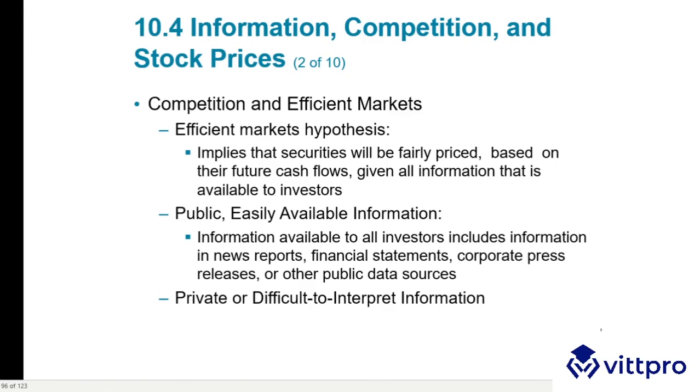The efficient market hypothesis usually implies that securities are fairly priced based on their future cash flows, given all the information available to investors. Now, how many of you think it's really the truth? Is all the information about the future cash flow available? The efficient market hypothesis is not true, but it provides the basis for the working of these formulas. Otherwise, these formulas won't work.